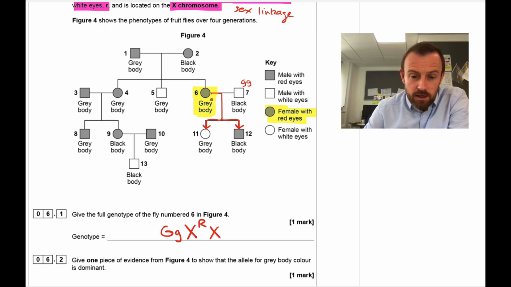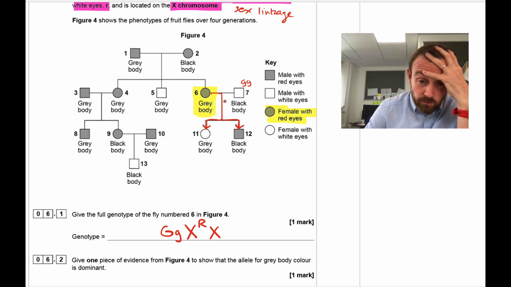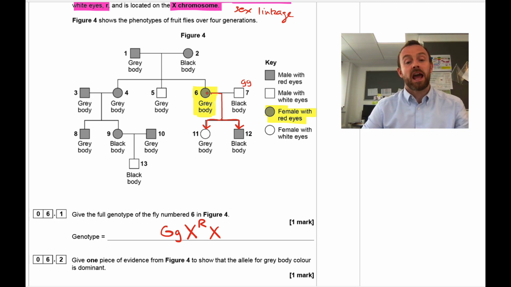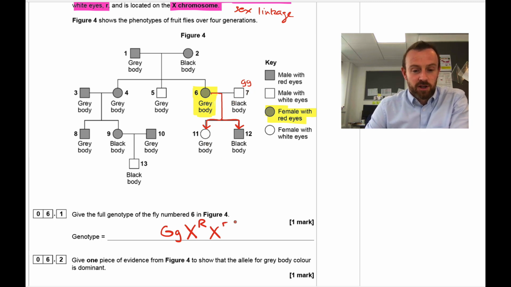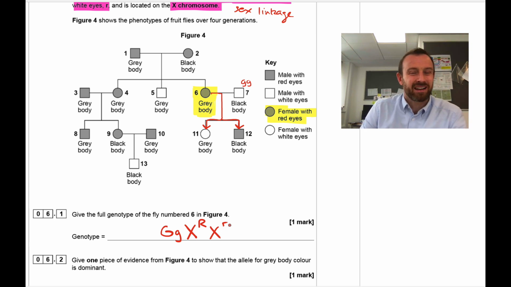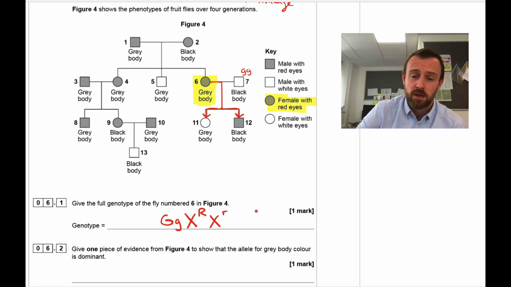I think it must, because to produce this fly here, a female with white eyes, it has to pass on an X with a little r, and so does this one. This would also have to pass on an X with a little r. So it must be heterozygous at both alleles, at both loci. Gosh, that's for 1 mark. These questions are really hard. I guess key takeaway strategy: if you don't know if it's homozygous or heterozygous, look at the offspring and figure it out. That will be the best clue.